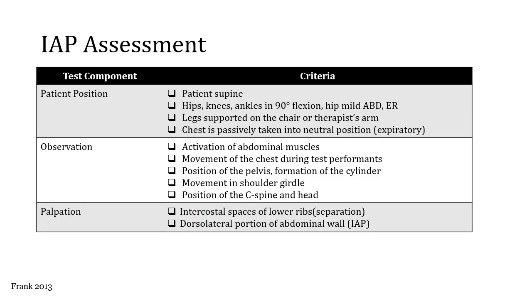Okay, next moving to intra-abdominal pressure assessment. Patient position in supine. Hips, knees, and ankles are at 90 degrees of flexion. Hips mildly abducted and externally rotated with the limbs supported on the chair, the therapist's legs, or the elevated end of the table. Chest is passively taken into neutral position or expiratory, so you're setting the patient up for success.